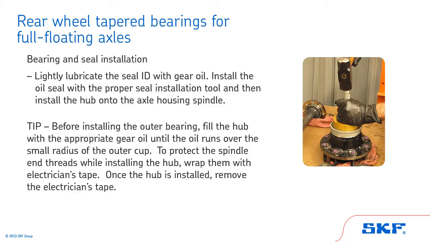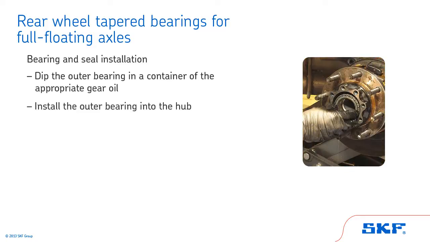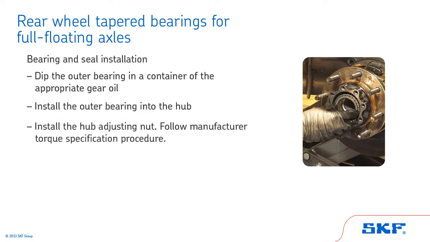To protect the spindle end threads while installing the hub, wrap them with electrician's tape. Once the hub is installed, remove the electrician's tape. Then, dip the outer bearing in a container of the appropriate gear oil. Install the outer bearing into the hub and install the hub adjusting nut.